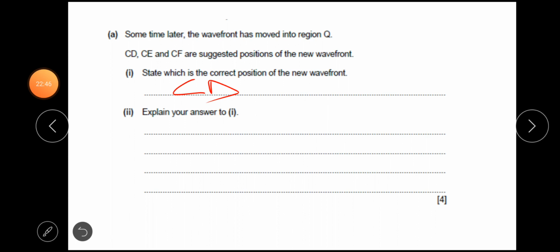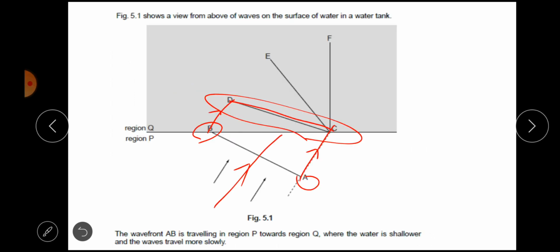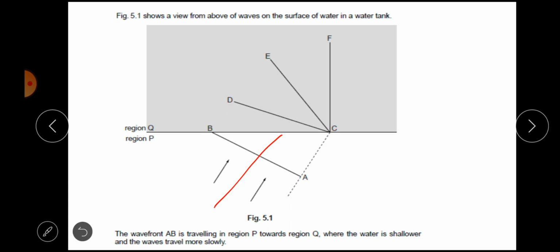Alright, sorry for that. Let's continue. Explain your answer to this one. Why did we choose CD? Let's go back to the diagram. Let me remove these things. Why did we choose CD? We choose CD because, as I have said, B reaches the region Q earlier than A.